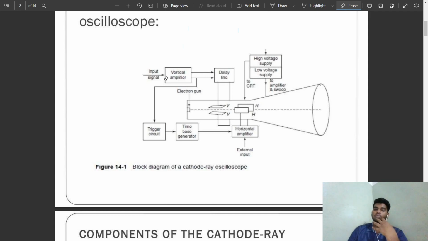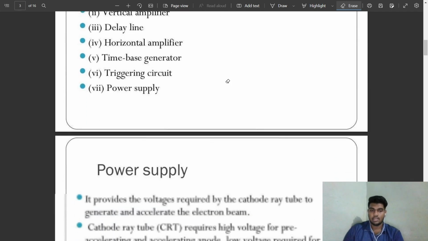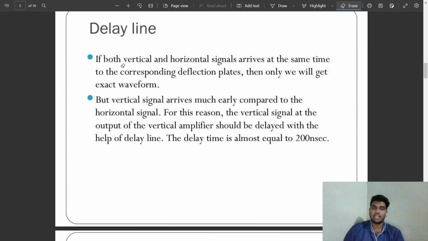So we first run it, and then we check the timing for the horizontal amplifier plates to get charged. Based on that time, the delay lines are chosen. Let us see a delay line: if both vertical and horizontal signals arrive at the same time, with the corresponding deflection, then only we will get the exact waveform.